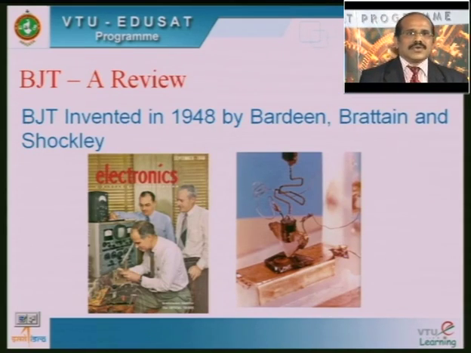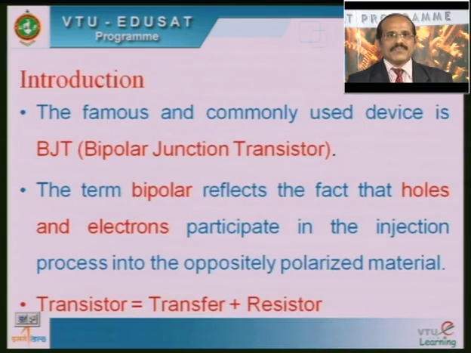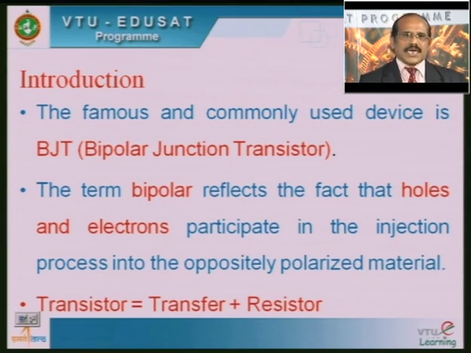As you know, the bipolar junction transistor was invented in the year 1948 by Bardeen, Brattain and Shockley, and the bipolar junction transistor is in short called BJT. The term bipolar means bi, two, and polar, the charge carriers. That means the conduction in the BJT is due to two types of charge carriers, that is holes as well as electrons.